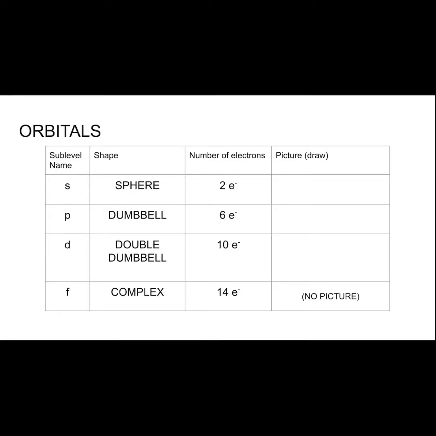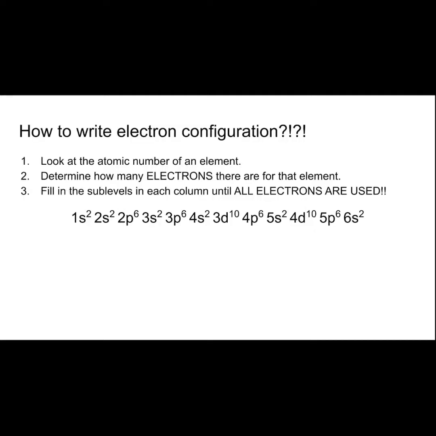So letter S can only hold 2 electrons. Letter P can hold 6 electrons. Letter D can hold 10. And letter F can hold 14. So right now you don't really need to worry about drawing the pictures. Just know each sublevel and how many electrons they can hold. There's another video, I'll put that on the website as well.